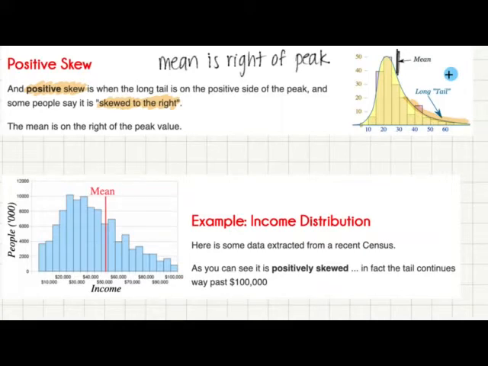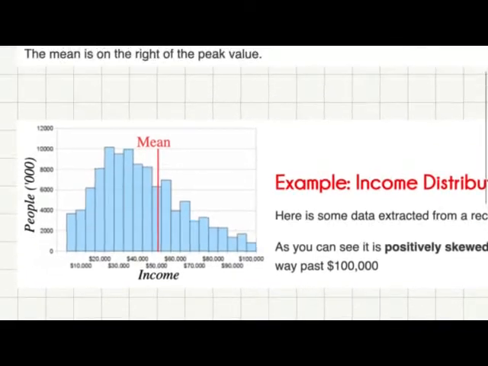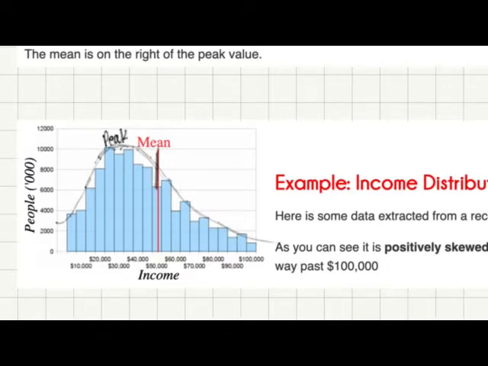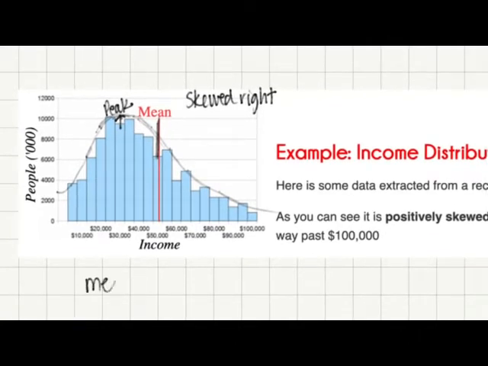And here's a real world example. And this is what I'm talking about, where it's kind of jagged here, but it's still going to appear to be skewed to the right. The mean is to the right of the peak. So this is skewed right. When it's skewed left or right, that means the mean is not equal to the median.